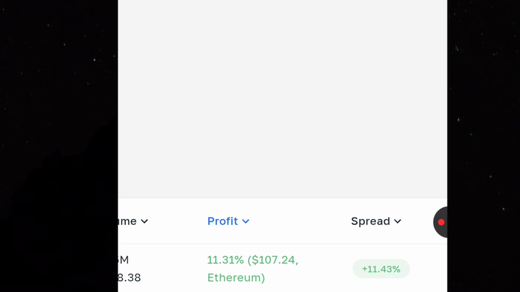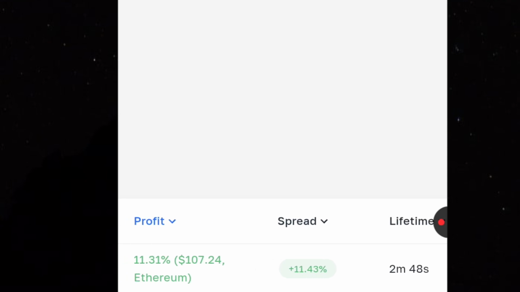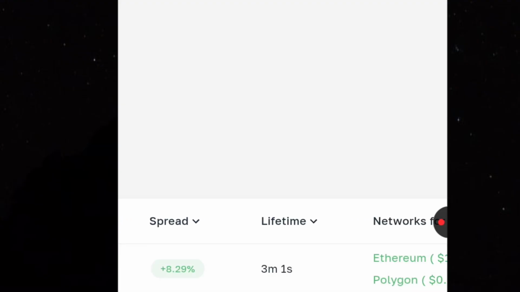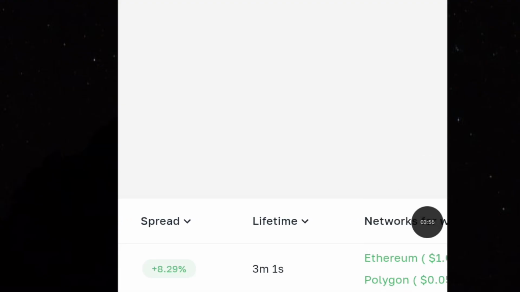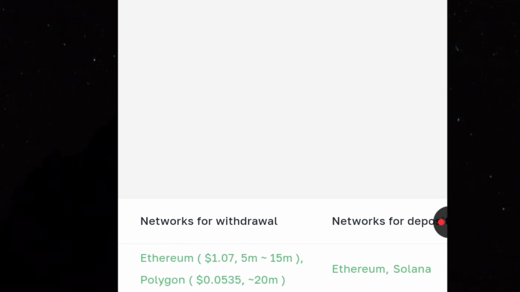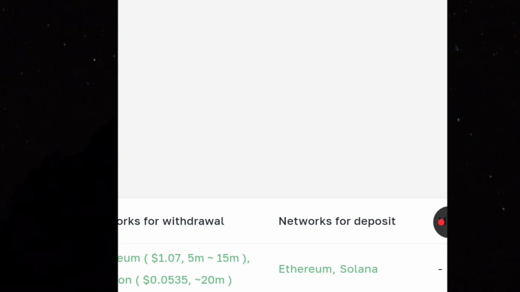Okay, so the spread is actually the difference of the price between the two exchanges. Lifetime simply means how long it has lasted. Some people want to know how long this opportunity has lasted. This is just 3 minutes and 1 second. All right. So network for withdrawals is Ethereum, and network for deposit is Ethereum and Solana and all of that.